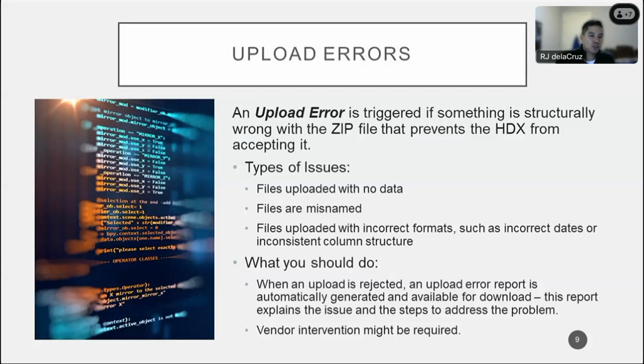So what happens when you get an upload error? One thing you could do is you might need some help from your vendor, because it might be something that's structurally wrong with the file that you can't fix on your own without some vendor help. And I'll walk through an example of what to do when you get an upload error, because you'll be able to download an upload error report right on the site that provides some input into why that upload error was triggered to begin with.